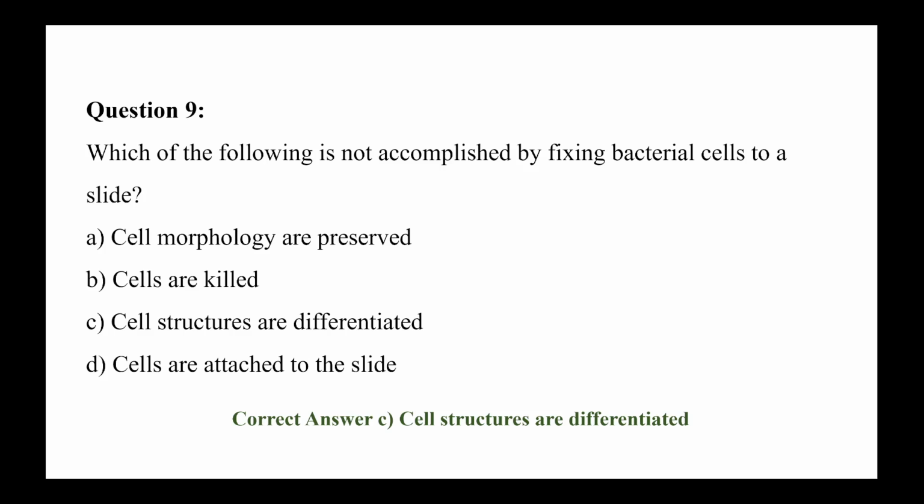So we do the fixation so that the cells attach to the slide and cells are killed, but in a way that the morphology is preserved. When we do the fixation, the cell morphology is preserved. So if the cell is spherical, you will see the spherical cells. It's not like they will burst open. They will be killed, but they will be stuck to the slide as it is. The cell morphology will be preserved, only the cell structures won't be differentiated. The internal structures won't be very clear, but the cell morphology will be as it is.